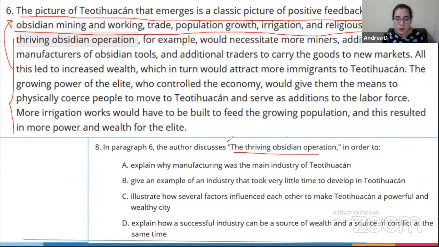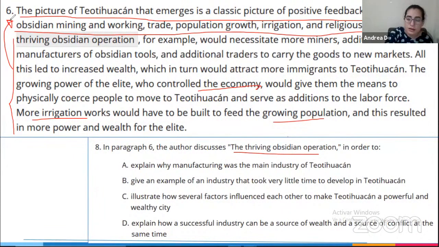Now, if the question goes, why does the author talk about the economy and who controls the economy, or why does the author talk about irrigation, or immigration, or growing population? It doesn't really matter what, but usually the answer is in order to support this claim, to justify the main idea, to explain that the picture of Teotihuacan that emerges is a classic picture, and so on.